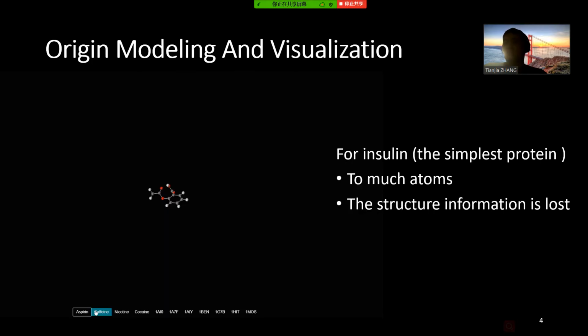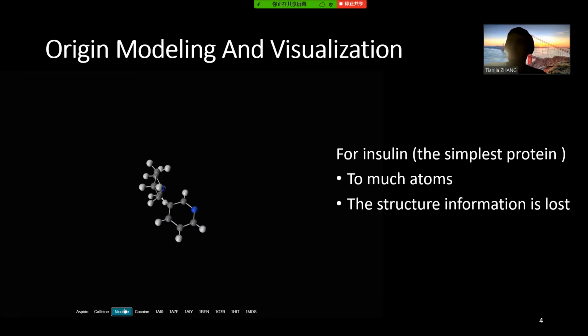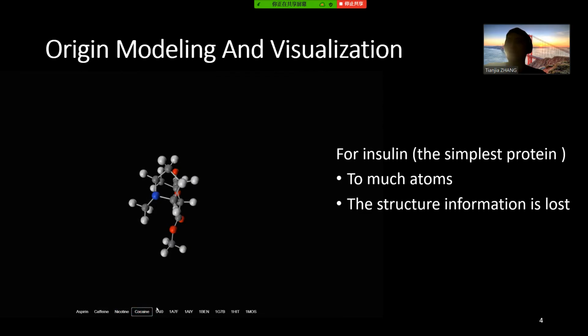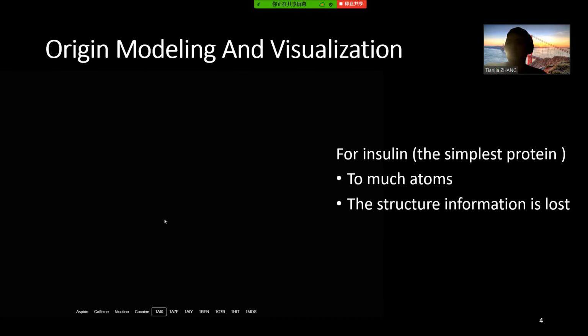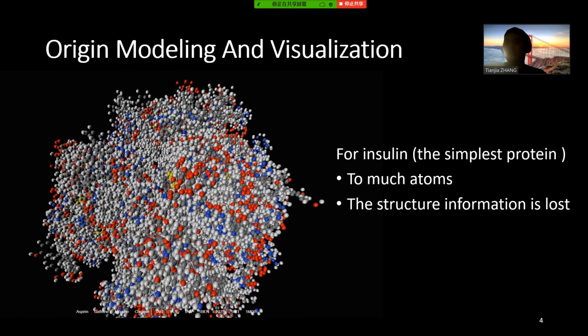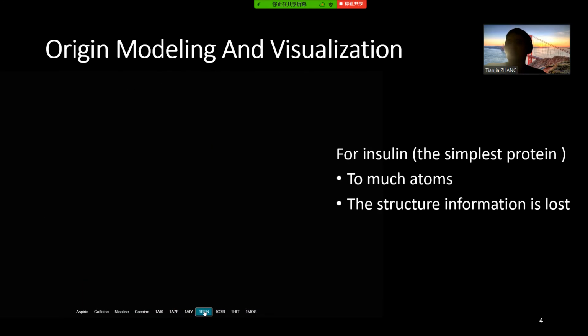Here, I recorded a video to show the complex model of protein. For simple molecules such as aspirin, nicotine, and cocaine, we can explicitly get the structure. However, when we present even the simplest protein, such as insulin, the number of atoms is much more than in previous molecules, and we cannot see the structure clearly. Since the structure of the protein is much more important than its components, we focus on the structure. I just modeled the geometry of the structure.